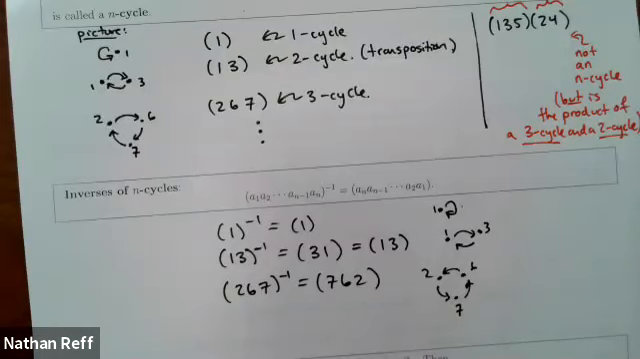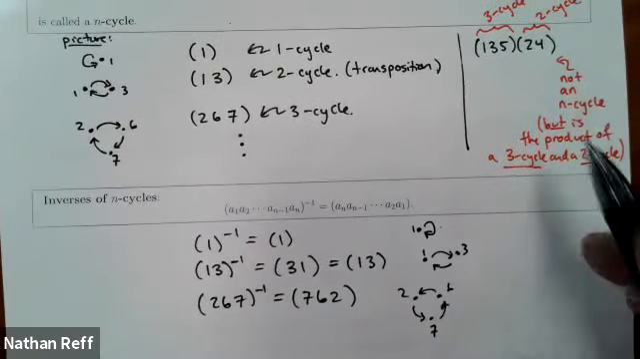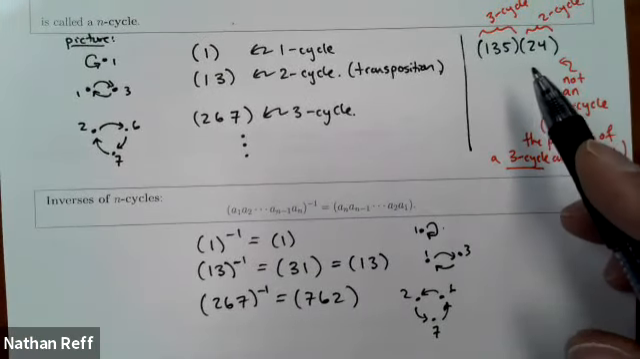So even with the product of the 2 cycles there, 1, 3, 5 and 2, 4, can't you still take the inverse of each individual one? Yes.